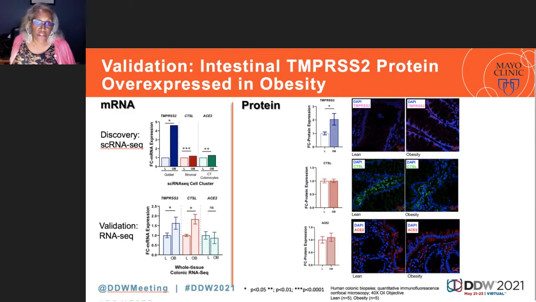The results of their study showed that both in the discovery single-cell RNA-seq analysis as well as the validation group, the protease TMPRSS2 was overexpressed in colonic tissue from obese patients compared to lean patients. Shown here on the right-hand portion of the slide is not only the protein analysis, but also the immunohistochemistry showing higher levels of this protease in the colonic tissue from obese patients.